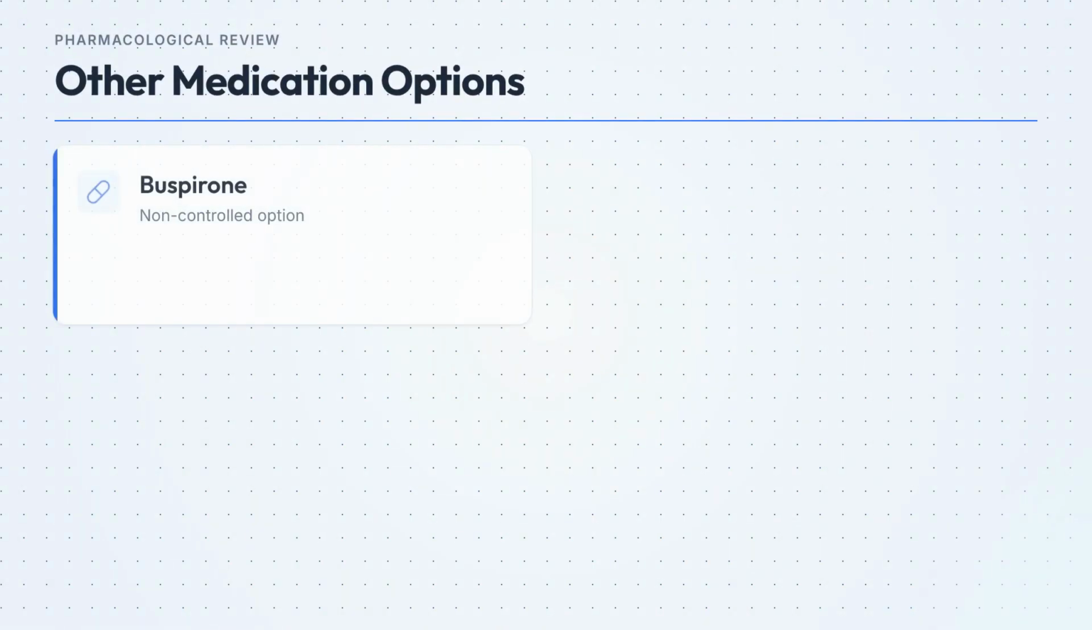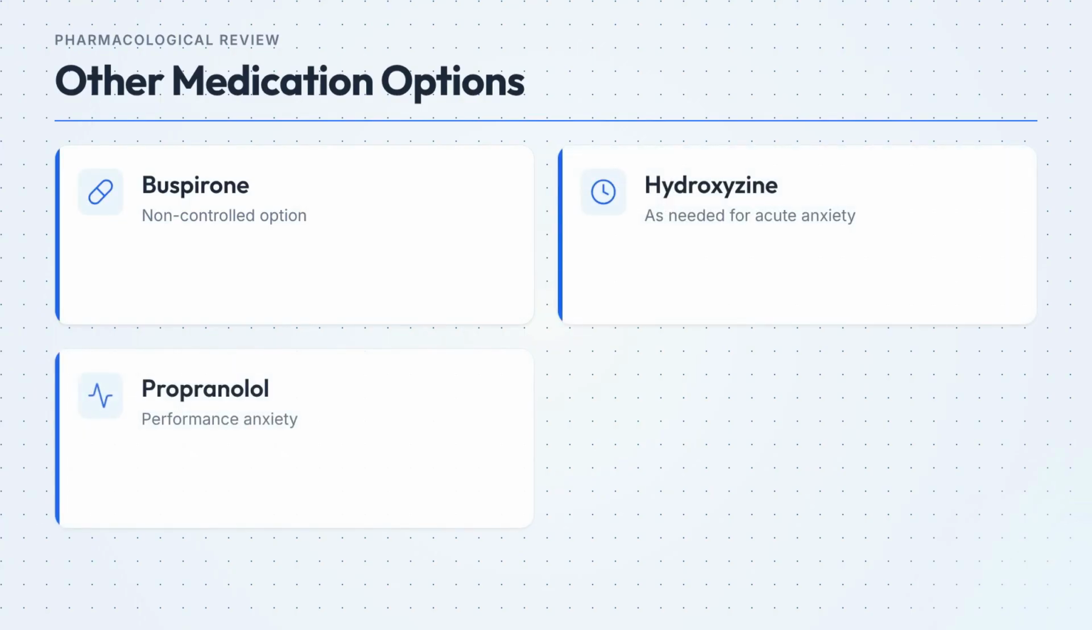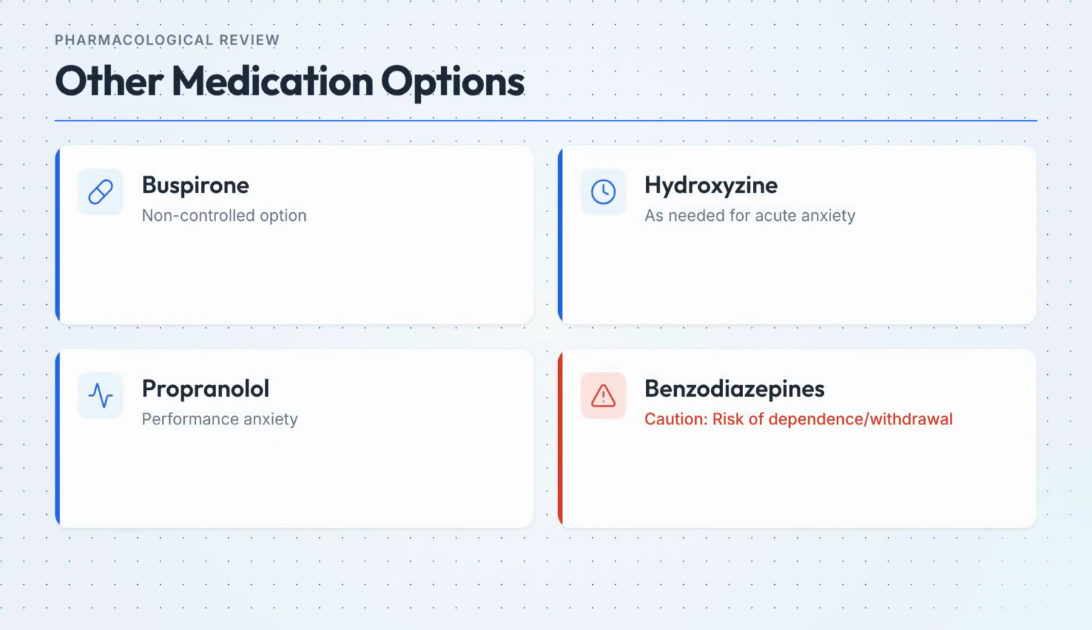Buspirone is useful for GAD when the patient wants a non-controlled option. Hydroxyzine may be helpful as needed for acute anxiety. Propranolol may be helpful for performance anxiety, like public speaking. Benzodiazepines like lorazepam and clonazepam reduce anxiety quickly, but are not first line because of risks including dependence and withdrawal. If used, they should be short-term and carefully monitored. Treat bipolar first. Be careful with antidepressants alone.